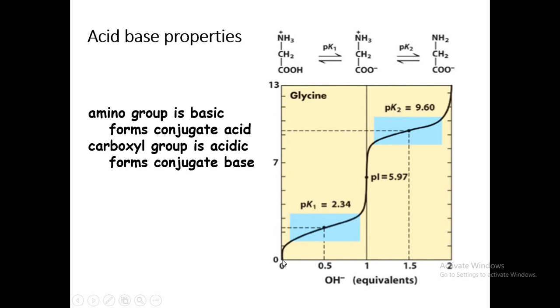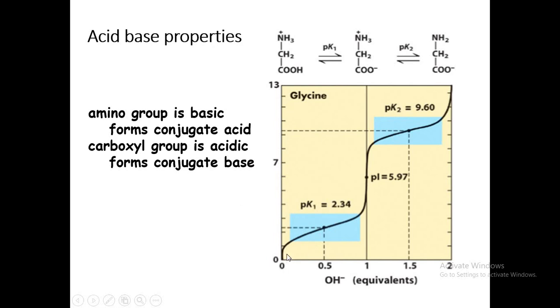So what is an acid? Acids are those chemical species that are able to donate a proton. So at very acidic pH, amino acid would be having this proton and would have the capability to give this proton. So at very low pH, amino acid would be present in the protonated form.